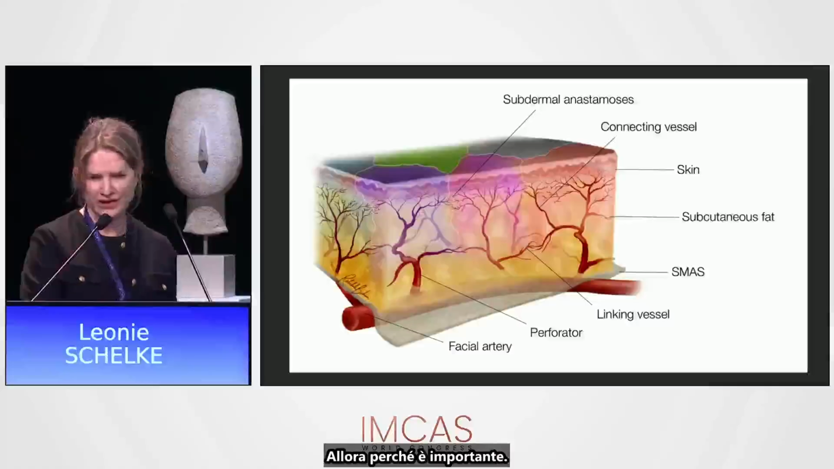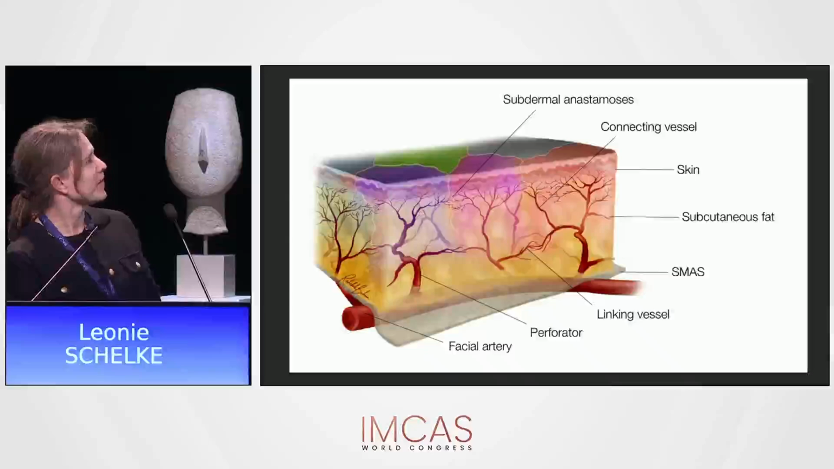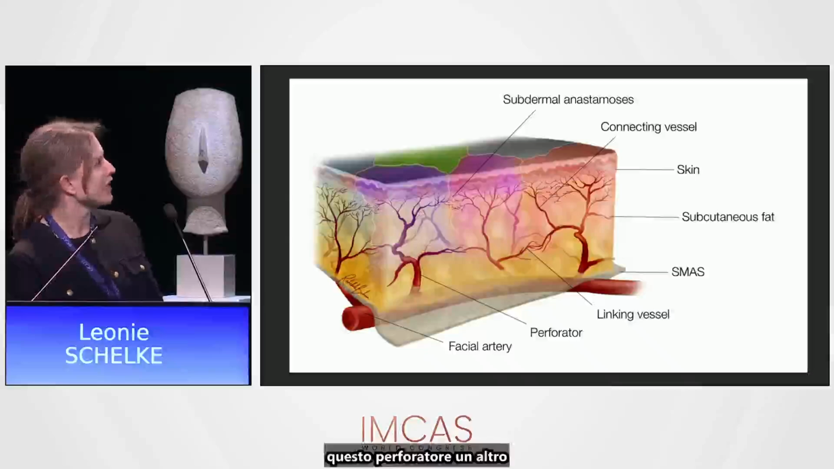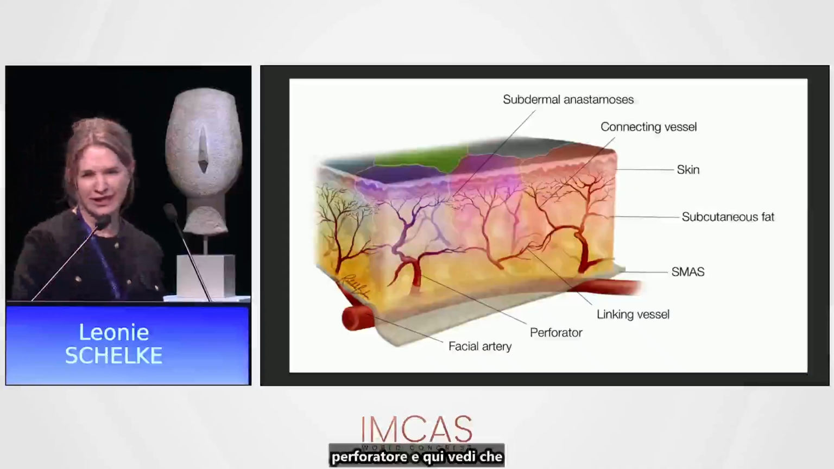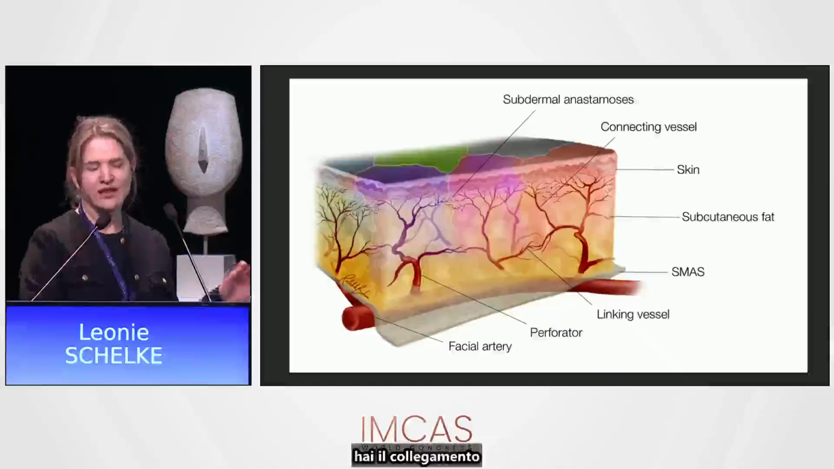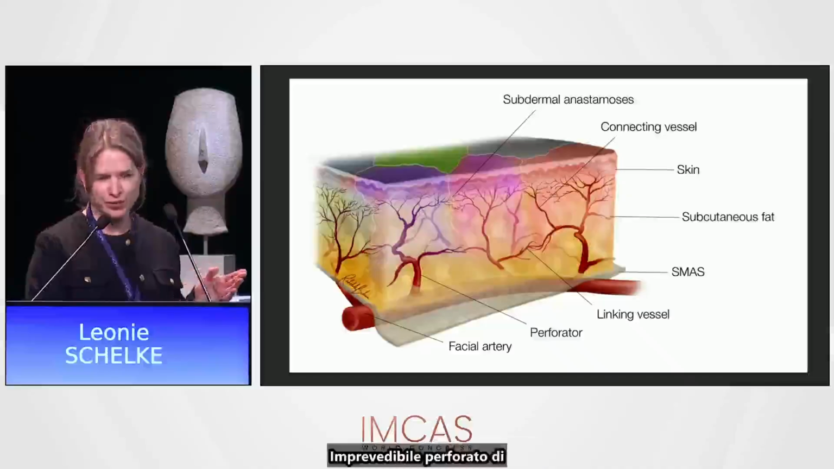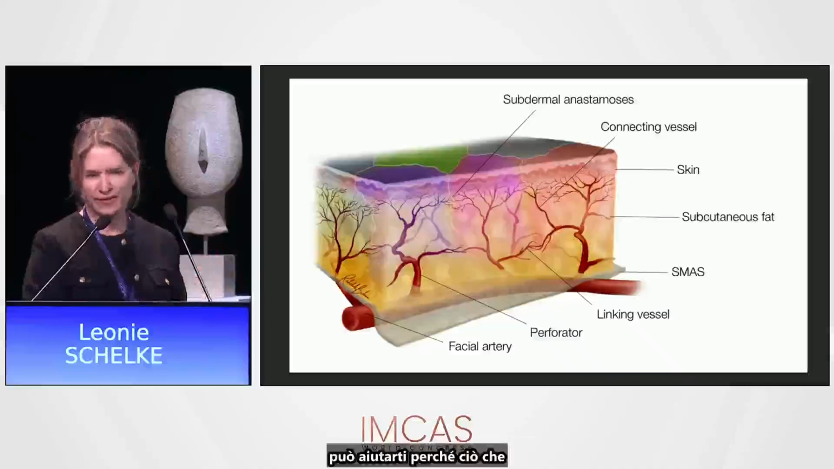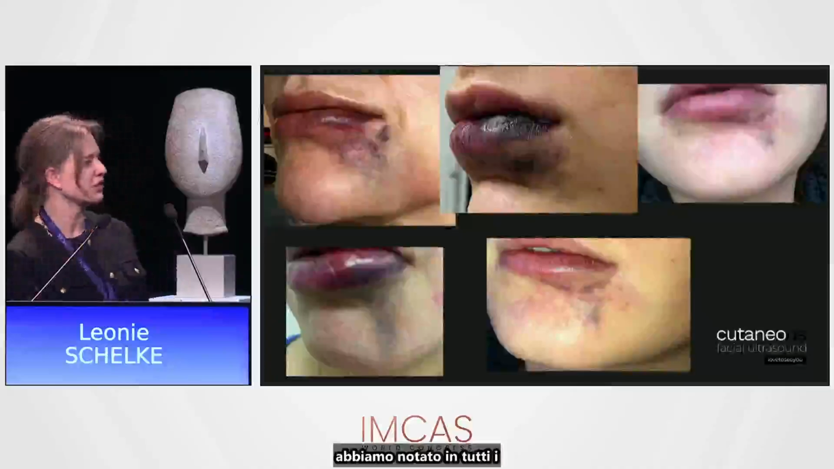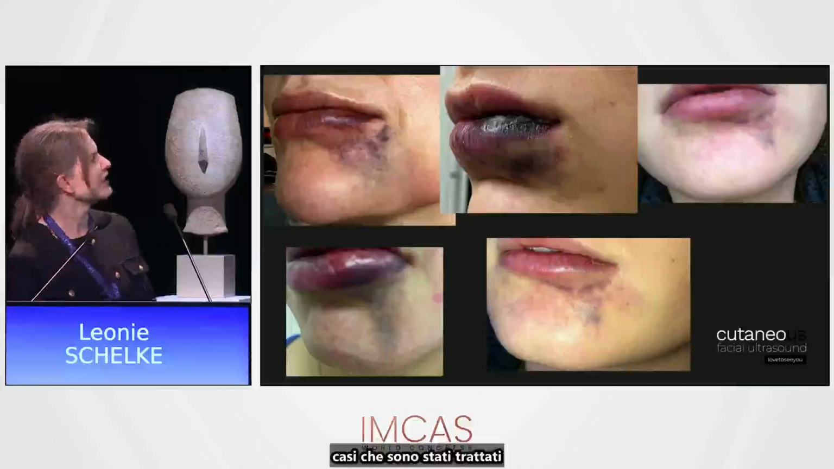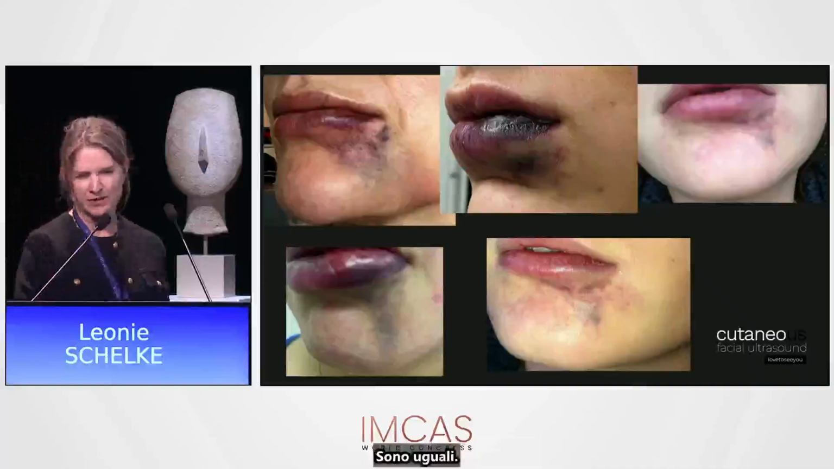So why is this important? Perforator, all the areas that are supplied by this perforator, another perforator, and here you see that you have the linking anastomosis. And what we see is that arteries are very unpredictable, perforators are very predictable. And this may help you, because what we noticed in all the cases that we treated is that all the marbling patterns are the same.